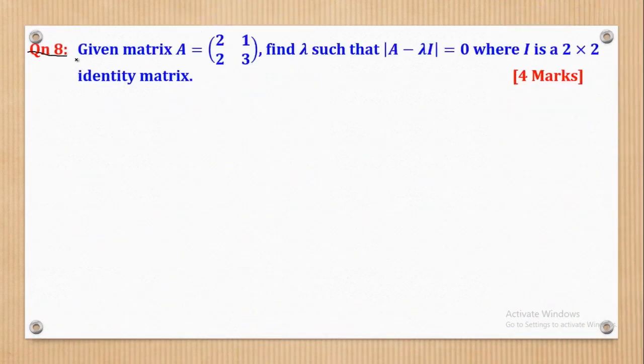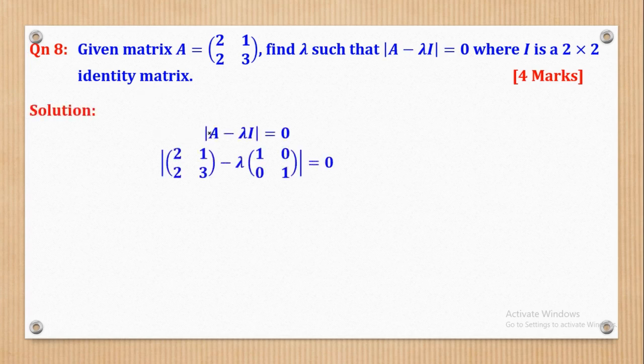So now we shall go to question 8, which says that given matrix A, find lambda, given that the magnitude of A minus lambda I is equal to 0, where I is a 2 by 2 identity matrix. So that is what we are given. So we are going to substitute for A, lambda is unknown, and I is a 2 by 2 identity matrix, which is 1 0 0 1.